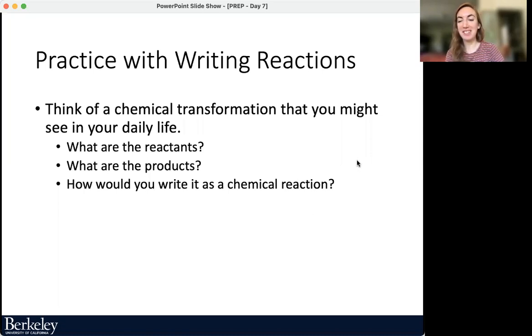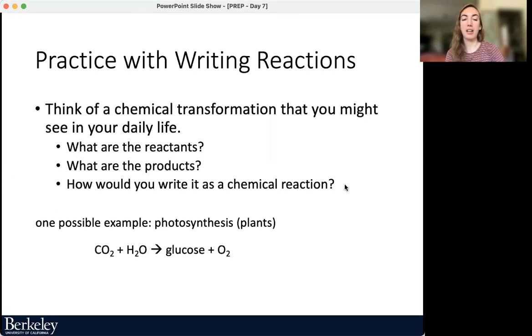Wow, someone put photosynthesis in the chat. What a coincidence, because that was the example I thought of. I have some plants in my apartment, and photosynthesis is a reaction where CO2 and water combine to make glucose and oxygen. That's why plants are good for the air: they take carbon dioxide and make oxygen. So my reactants are CO2 and water, and my products are glucose and oxygen.